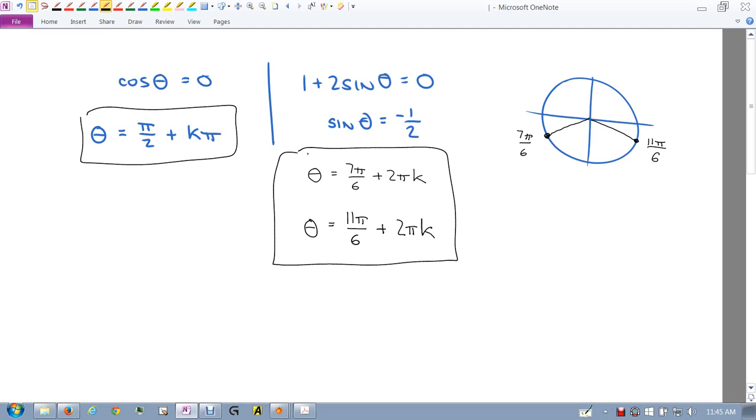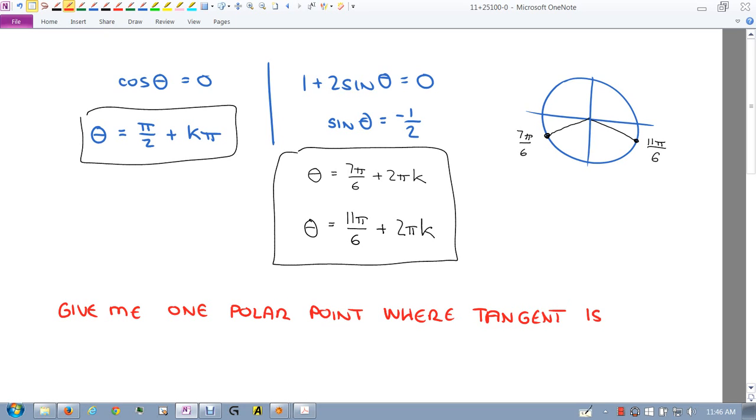Can you give me, I know I didn't ask for this, but give me one polar point where the tangent is horizontal. I mean, you've told me where it's happening, right? But give me an actual polar point that's on this cardioid.